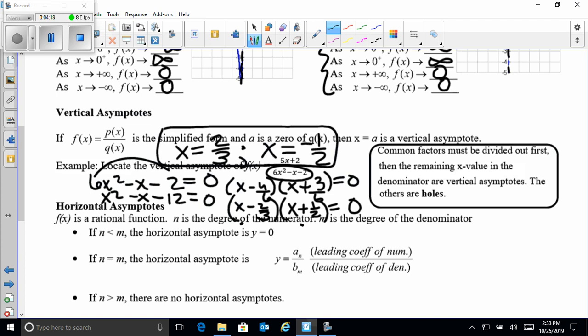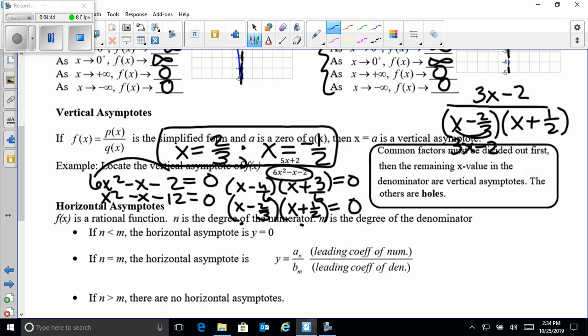Now over here, I put a little note about holes. How do you know the difference between the vertical asymptote and a hole? Let's say we had a different one. Let's say we had 3x minus 2 over the denominator we just did. Now notice something here. Let's split this over. That's 3x minus 2 and the denominator. So those would cancel out.